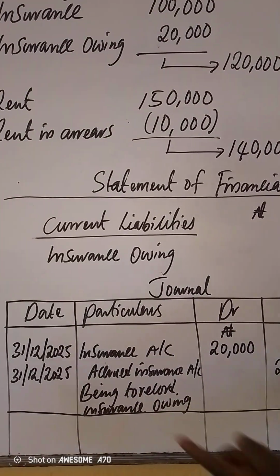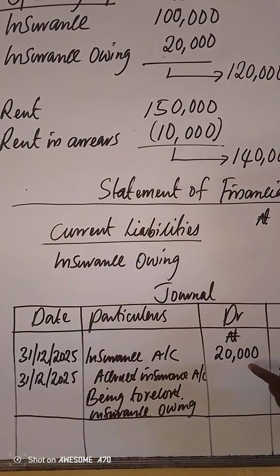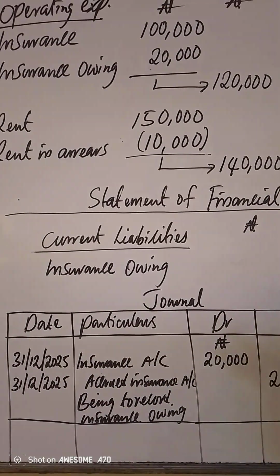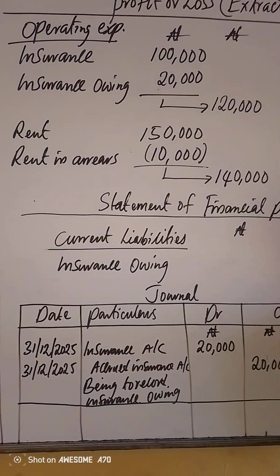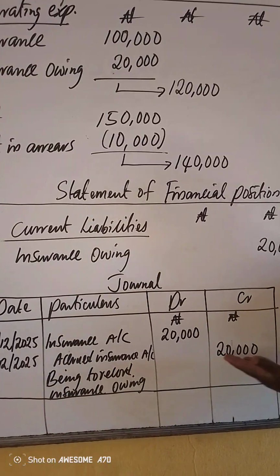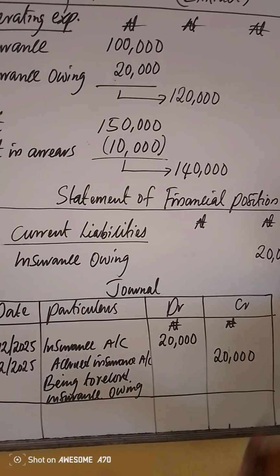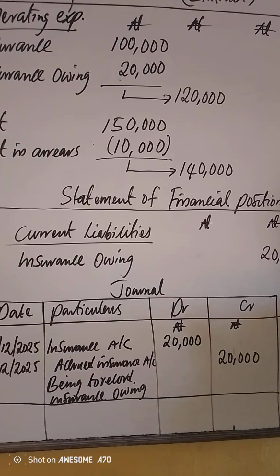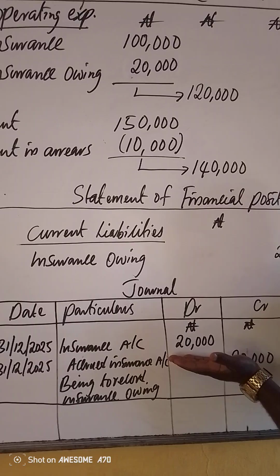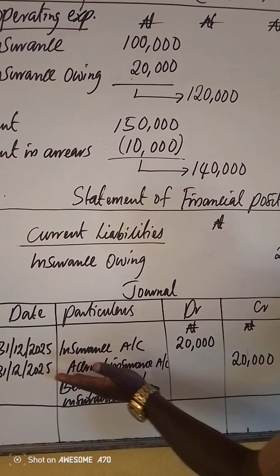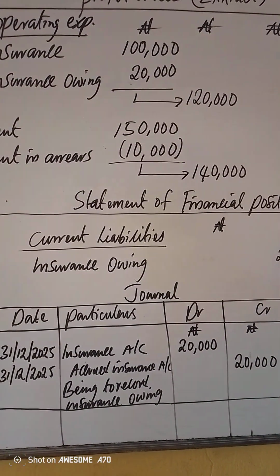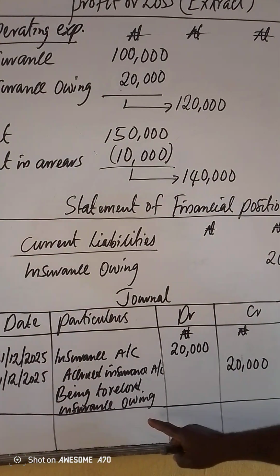So if you come here, insurance that was paid will be debited 20,000. Then the insurance account, the amount that is owing as insurance in the current year, will be debited, while that of the accrued insurance, you now credit. That is how to do it. If there is owing of the current year in the journal, you are going to debit the 20,000 and the amount that is owing, and then you're going to credit the accrued amount, and then you have it here. Then you must narrate by saying, being to record insurance owing.